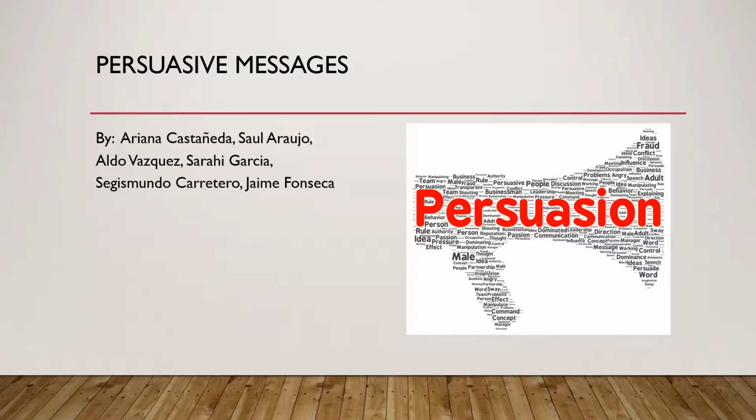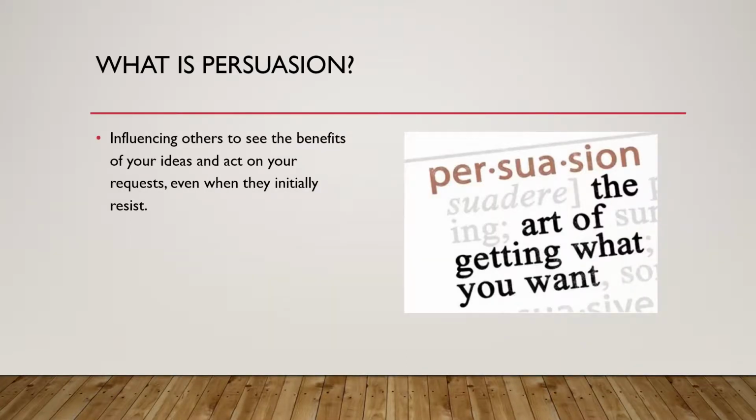Chapter 10's topic is about persuasive messages. To understand persuasive messages, we first need to understand what persuasion is. A basic definition of persuasion is the art of getting what you want. This could also be understood as influencing others to see the benefits of your ideas and act on your request, even when they initially resist.